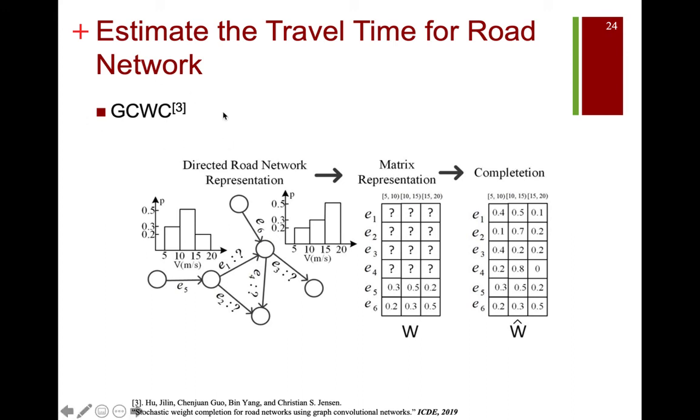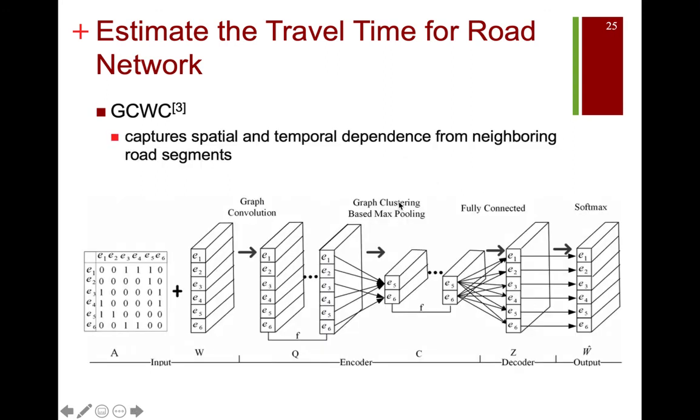And the work named GCWC actually tries to fill the missing data by a deep learning model, or we can say it aims to estimate the travel time distribution for the road segments that have no traffic within a specific time interval. So the network model looks like this. It combines graph convolutional networks and an autoencoder model to do the estimation.